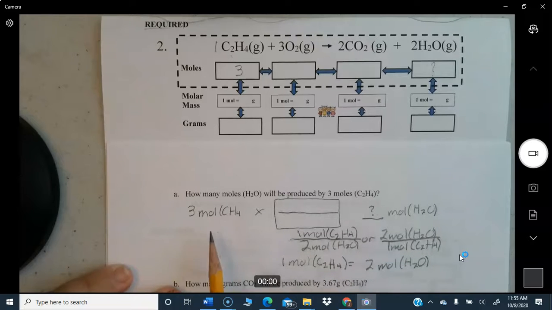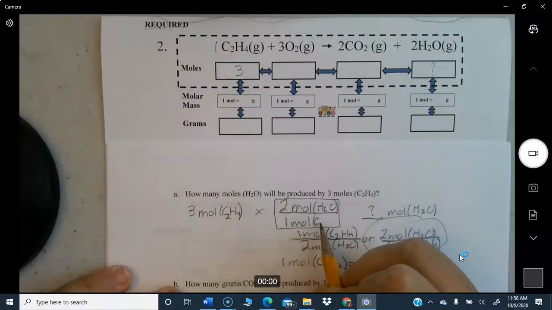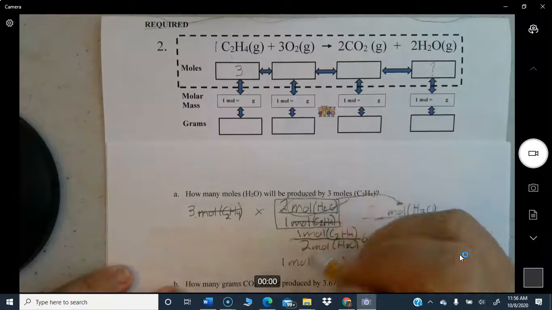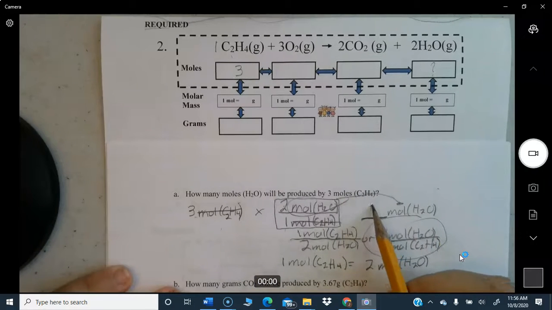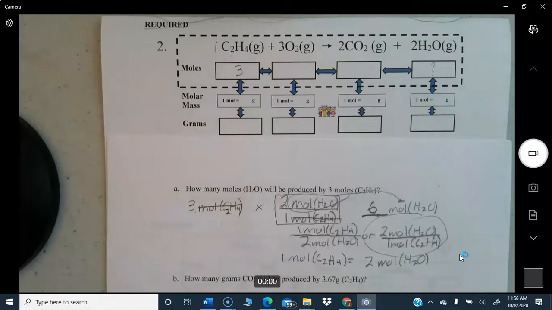Alright, so one step, we need to get rid of moles of C2H4 and come up with moles on the top of H2O. So the one that does that is this one right here. Moles of C2H4 cancels with moles of C2H4. This is our final unit of measure. So 3 times 2 divided by 1 is 6, and that's the final answer. Alright, next up.